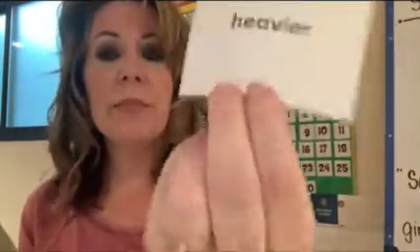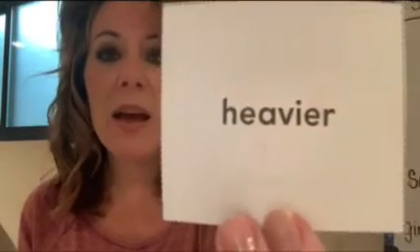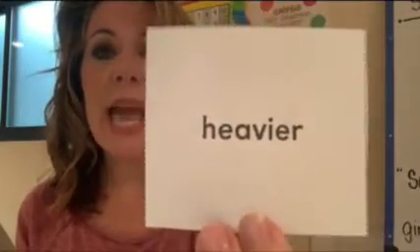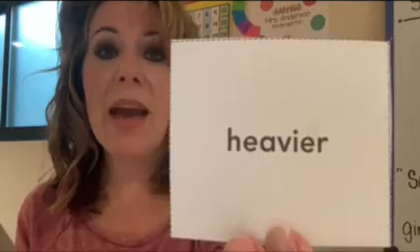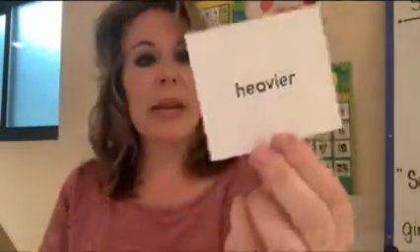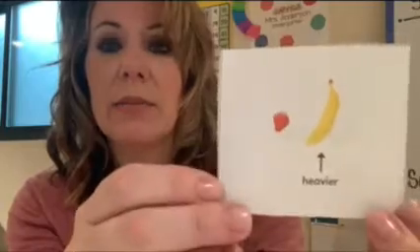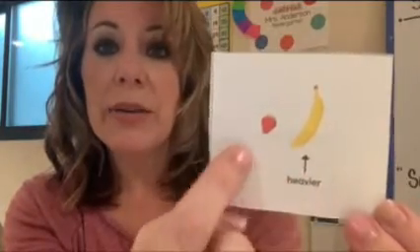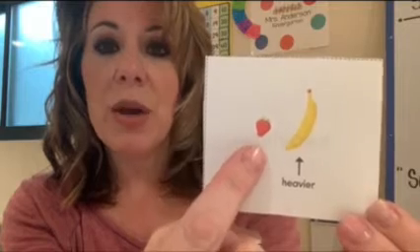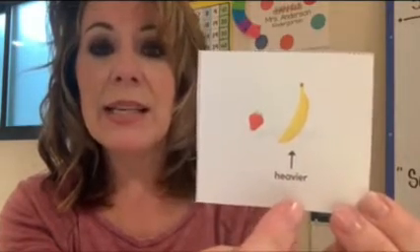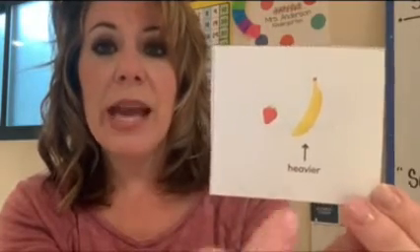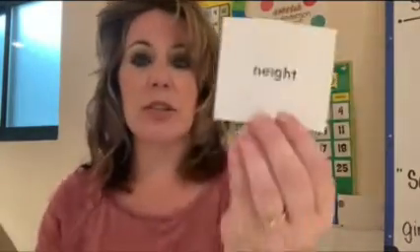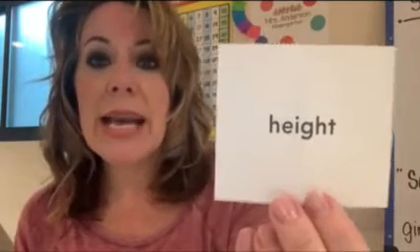Okay, take this one. We have two words that begin with that sound. And this one is heavier. Find the word that says heavier and say it with me. Heavier. Good. Okay, now let's turn it around and see what that looks like. Heavier. So we're comparing two items, right? We're comparing a strawberry and a banana. And they're telling us, well, of course, a banana is heavier than a strawberry. Heavier. Good.